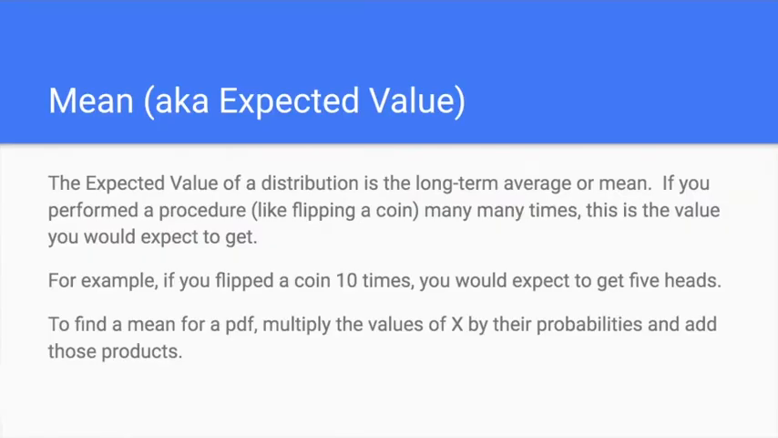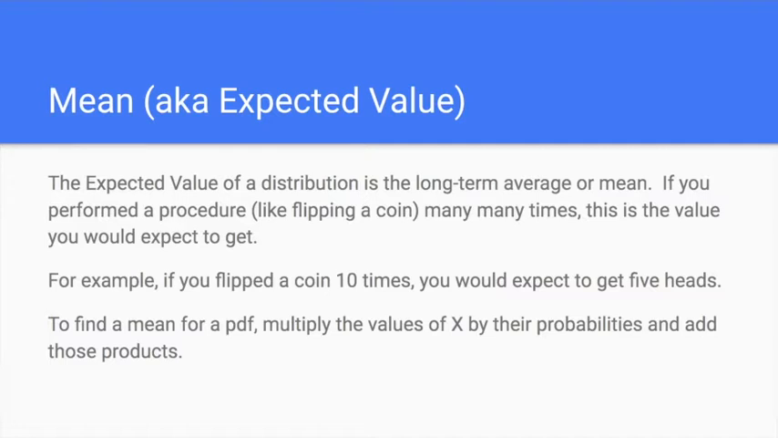Note that the mean is also known as the expected value. If you repeat a trial, a procedure, many times, then the value that you would expect to get, or expect to be very close to, is the expected value, also known as the mean. For example, just real simple, if you flip a coin 10 times, the expected number of heads would be 5. We know that with only 10 flips, it may not even be very close to 5.